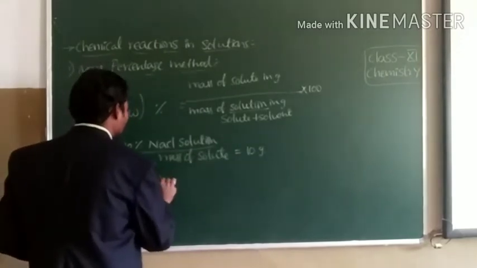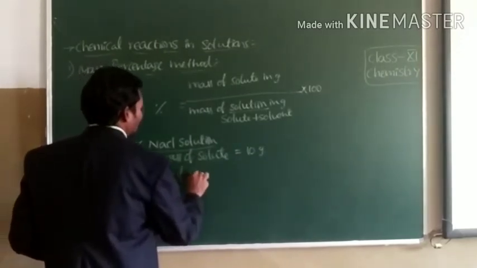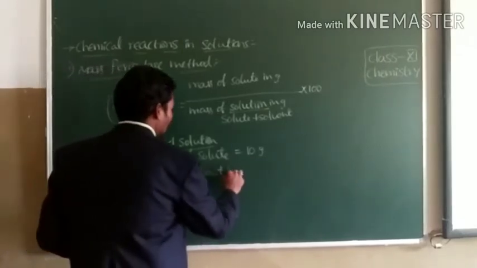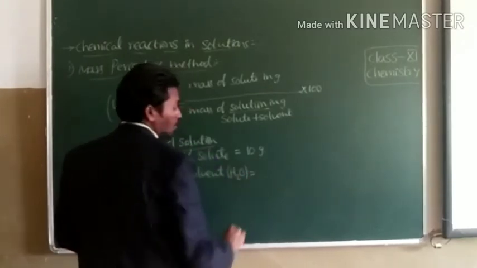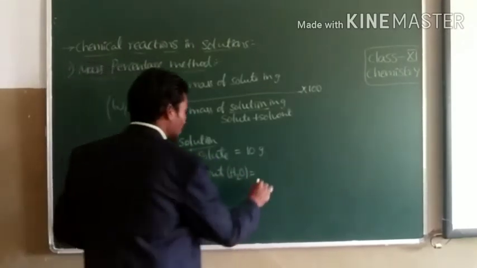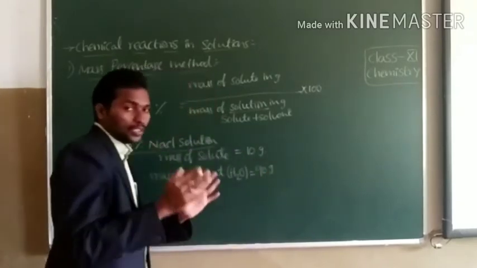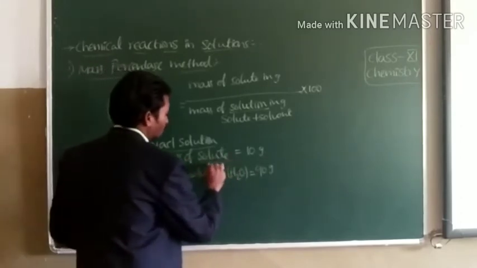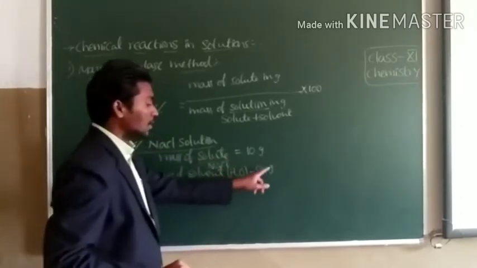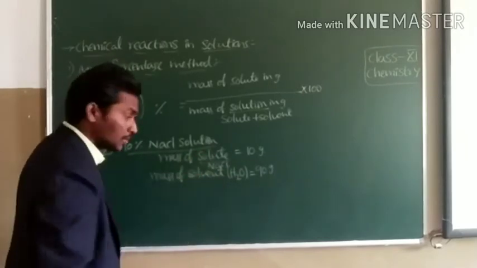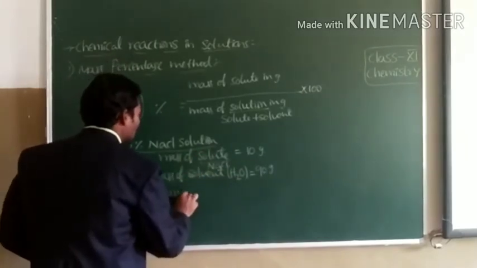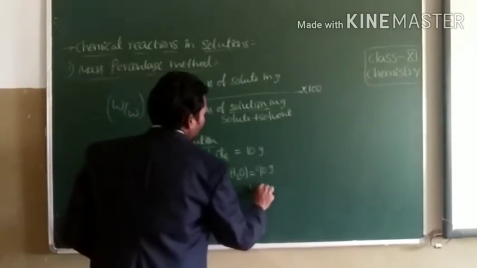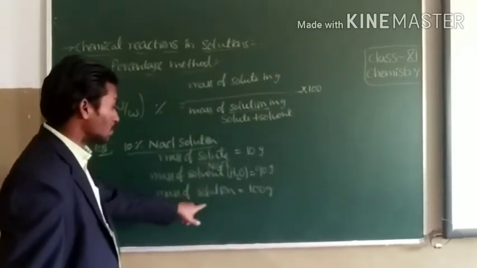And the mass of solvent: what is the solvent here? Solvent is water. The mass of the solvent is 90 grams, because the total mass of the solution is 100 grams. The mass of the solute, NaCl, is 10 grams, and the mass of the solvent, water, is 90 grams. What is the mass of solution? It is the mass of solute plus the mass of solvent, that is equal to 100 grams.